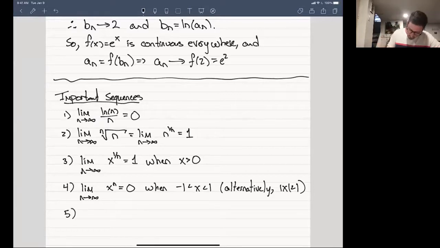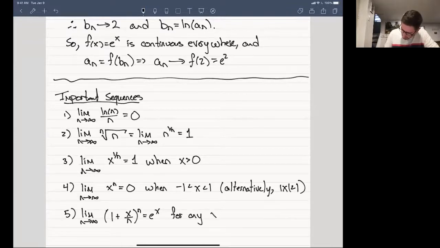Okay, this is a cool one. Maybe you've seen it in another class. Sometimes business students will see this when they're doing compound interest. And you have 1 plus x over n all to the power of n. This thing gives you e to the x for any x. Okay, so if you want to prove that one, you can basically do it the same way. You're going to hit it with a logarithm. You're going to find what the logarithm converges to, and then you're going to undo it using an exponential.